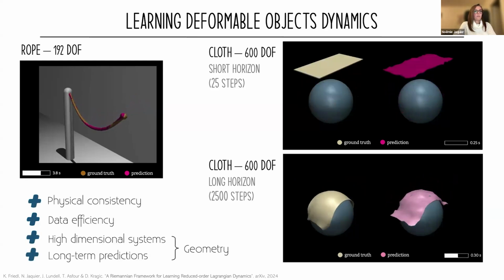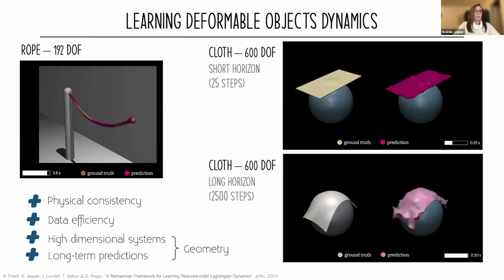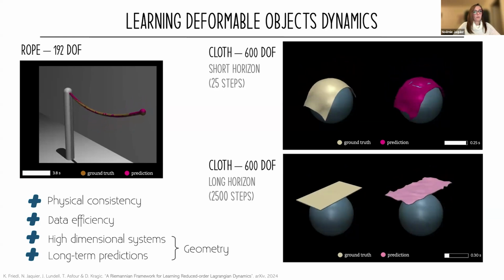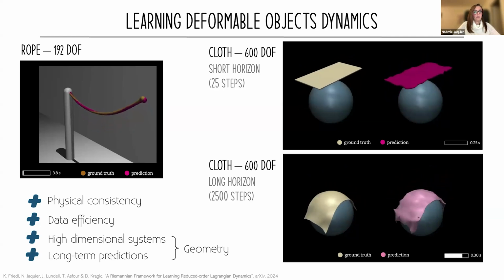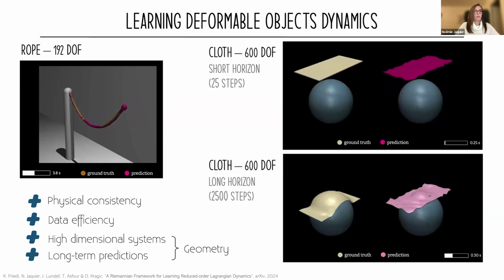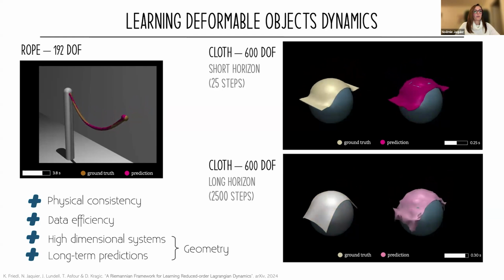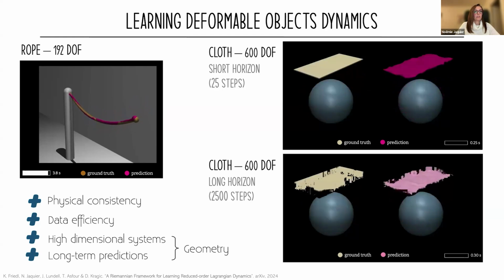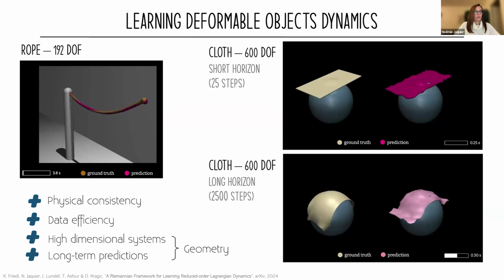So what this network gives us is physically consistent predictions. We are data efficient. And thanks to the geometry of the Lagrangian and of the different components, we are able to predict the dynamics of high dimensional systems and to obtain long-term predictions.